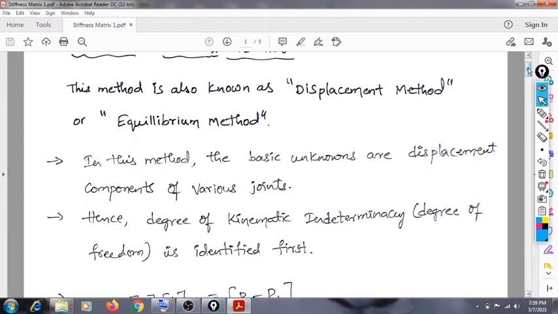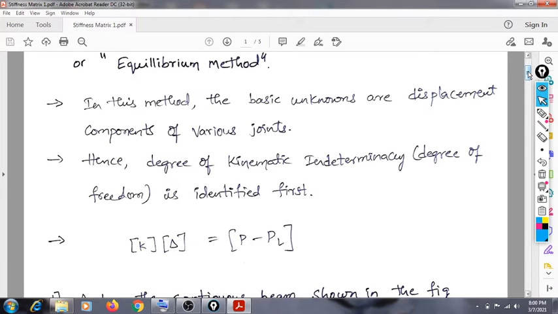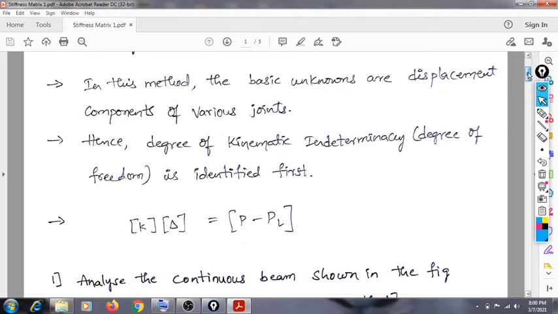And coming to the video, the degree of kinematic indeterminacy is identified, just like how we identify the degree of static indeterminacy for the flexibility matrix method. In the same manner, we have to identify the degree of kinematic indeterminacy here to know the size of the matrix. And the general matrix form will be K into delta is equal to P minus PL. K, delta, P and PL are the matrices accordingly.